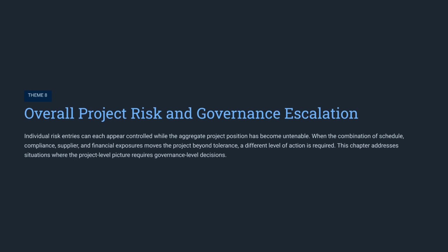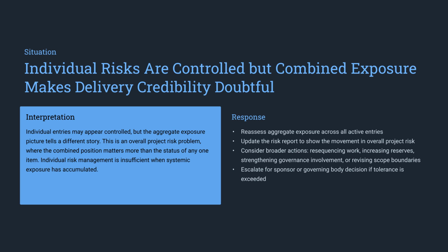Theme 8 covers overall project risk. Individual risks might seem controlled, but their aggregate impact can make the project untenable. This situation requires governance-level decisions rather than routine management. When combined exposures make delivery credibility doubtful, assess the aggregate risk. Broader actions like resequencing, scope revision, or escalating to the sponsor are required when systemic exposure moves beyond tolerance.